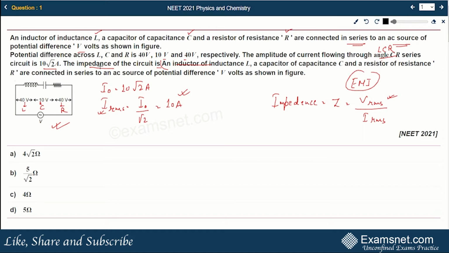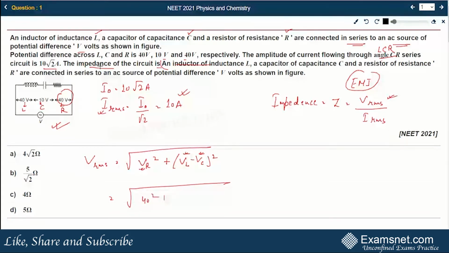So what will be the value of VRMS? It is given as the square root of VR square plus VL minus VC whole square. That means potential difference across R, potential difference across L and potential difference across C. So we have these values. What is the value of VR? It is 40 volt right here. So 40 square plus what is the value for VL? It is again 40 here. So 40 minus VC is your 10, right? So 10 whole square. Now if we calculate this, we will get the value 50 volt.